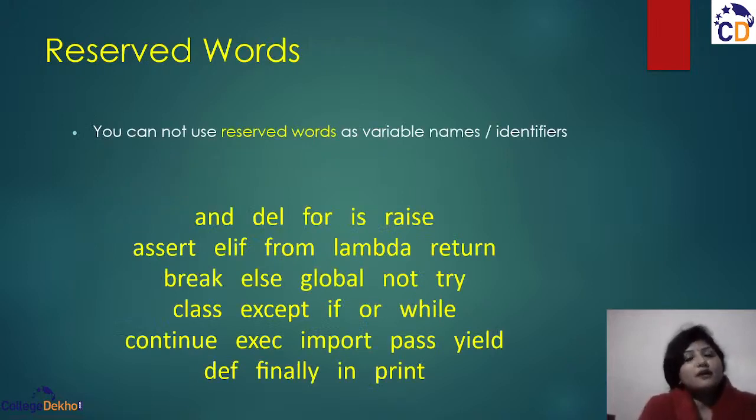Once we understood the very important term, that is reserved words, you cannot use reserved words as variable names or identifiers or constant names, right? Suppose we are using and, or, not, if, while, import, finally, print. These are some predefined keywords in the memory which are already stored there. We cannot use them as variable names. We can just use these keywords as they have their defined meaning.